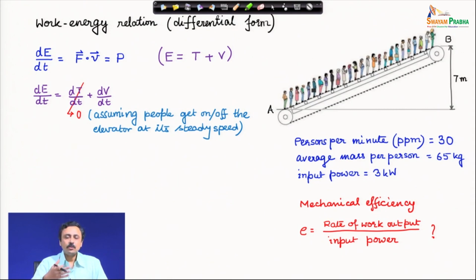Imagine that you hop onto an escalator, or you were standing on the ground and suddenly you place yourself on the escalator almost at 0 velocity. What will the escalator have to do? It will have to accelerate you from approximately 0 velocity to its steady state velocity. In that, it has to do work. Now, this work is difficult to estimate.